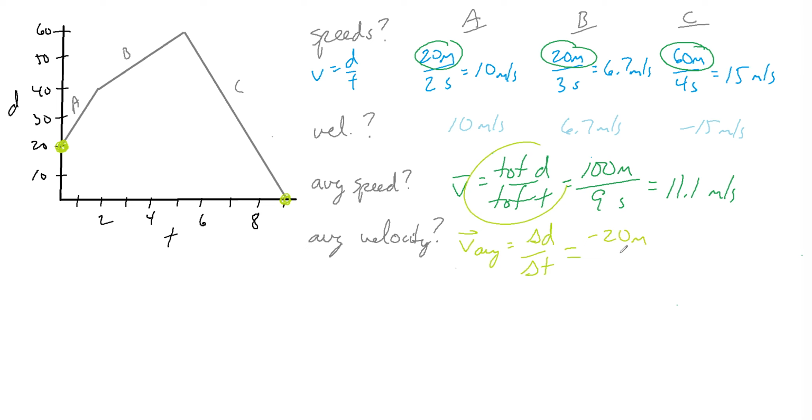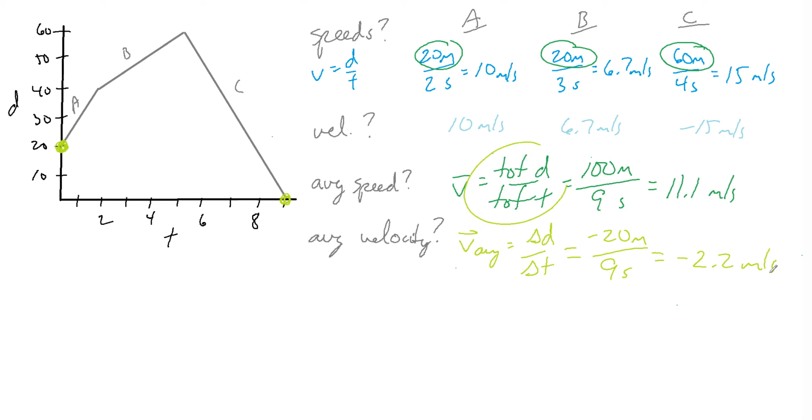All right. How long did it take? Well, that's still 9 seconds. That doesn't make any difference. So I've got the 20 and I've got the 9. So divide them out, and it's negative 2.2 meters per second, which is entirely different than the 11.1. So as soon as you start changing direction, you start going back, the displacement really can change the average velocity. So you gotta be a little bit careful with that.